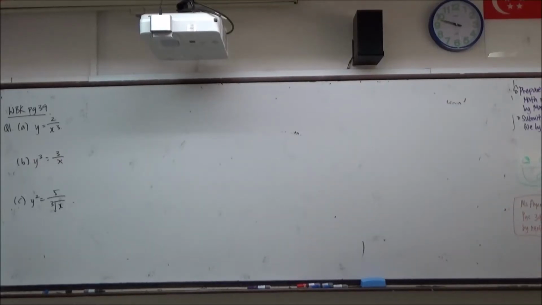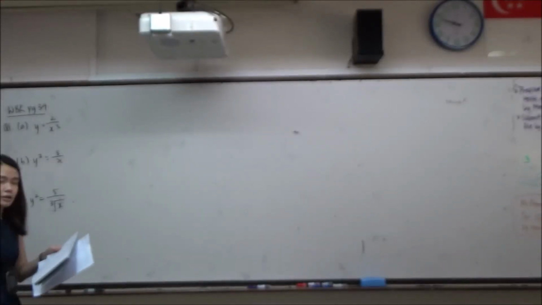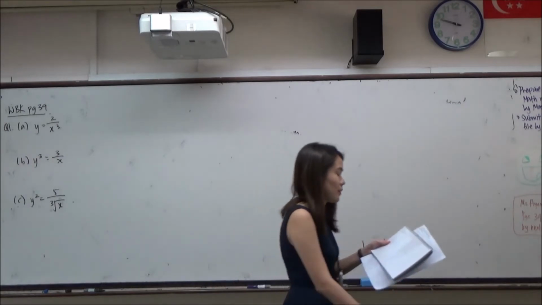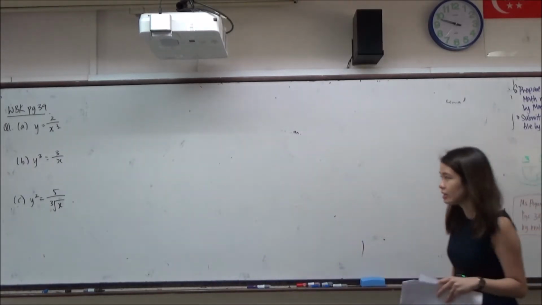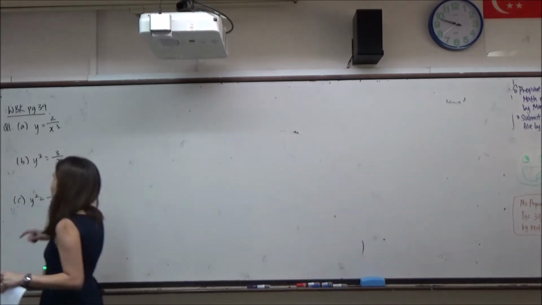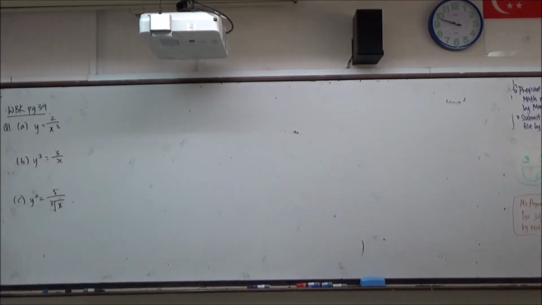Okay, let's go back to question 1a. In question 1, it says that you want to state the two variables which are inversely proportional to each other. So how do we identify the two variables that are inversely proportional? What are the two things that are inversely proportional to each other?